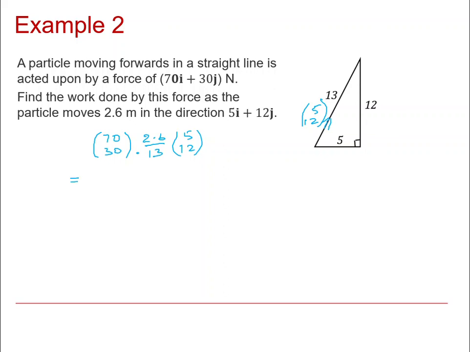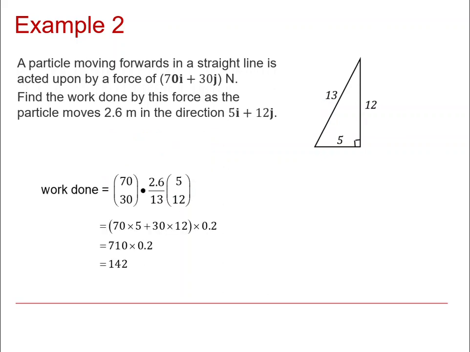We can see that 2.6 over 13 is 0.2, so it's 0.2 times, and then you'll have 70 times 5 plus 30 times 12, which is a bit of arithmetic to work out, not terribly complicated, and so we can see that finished there. The bracket shows the products of the corresponding components to get the scalar product, and then we multiply by 0.2. So the answer finally is 142 joules. There it is in context.